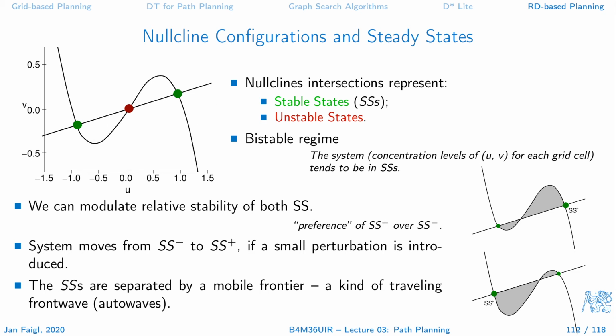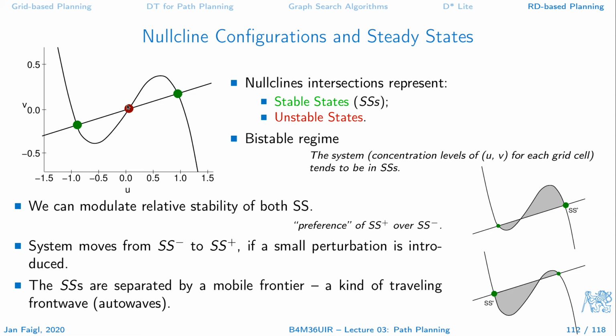Just to briefly describe, we have the nullcline configuration related to the steady state. The nullcline intersections represent stable states and unstable states, which is here. And it is a bistable system with a bistable regime. So the concentration levels of these state variables u and v for each grid cell tend to be in a stable state, if we have two of them.